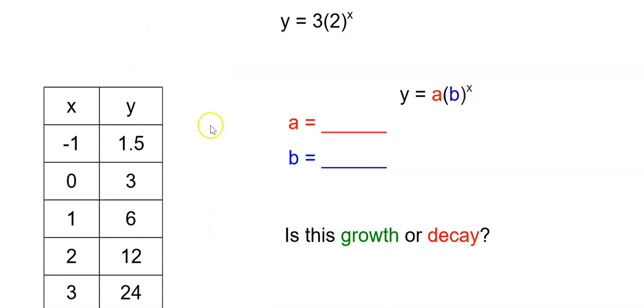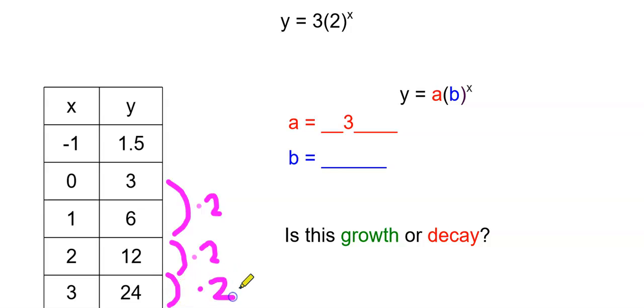In a table, as we mentioned previously, the x value at 0 gives us the initial value of 3. And then we're going to notice the pattern each time. So from 3 to get to 6, I multiplied by 2. From 6 to get to 12, again, I multiplied by 2. And then from 12 to get to 24, I multiplied by 2. This is the growth factor b. So in this case, b would be 2.